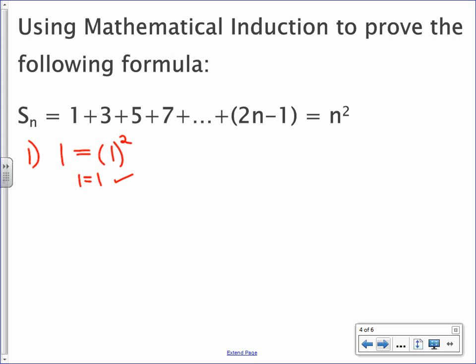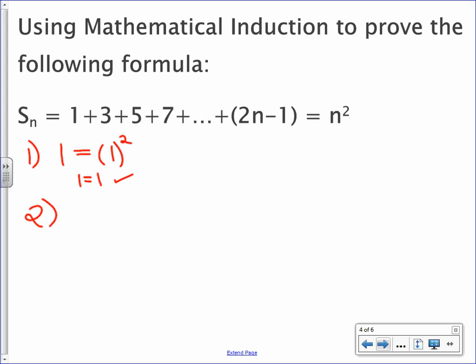Now, technically, when I add the first two terms, 1 plus 3, I should get 2 squared. When I add the first 3 terms, I should get 3 squared. That is what this proof is going to show. Now, second step.